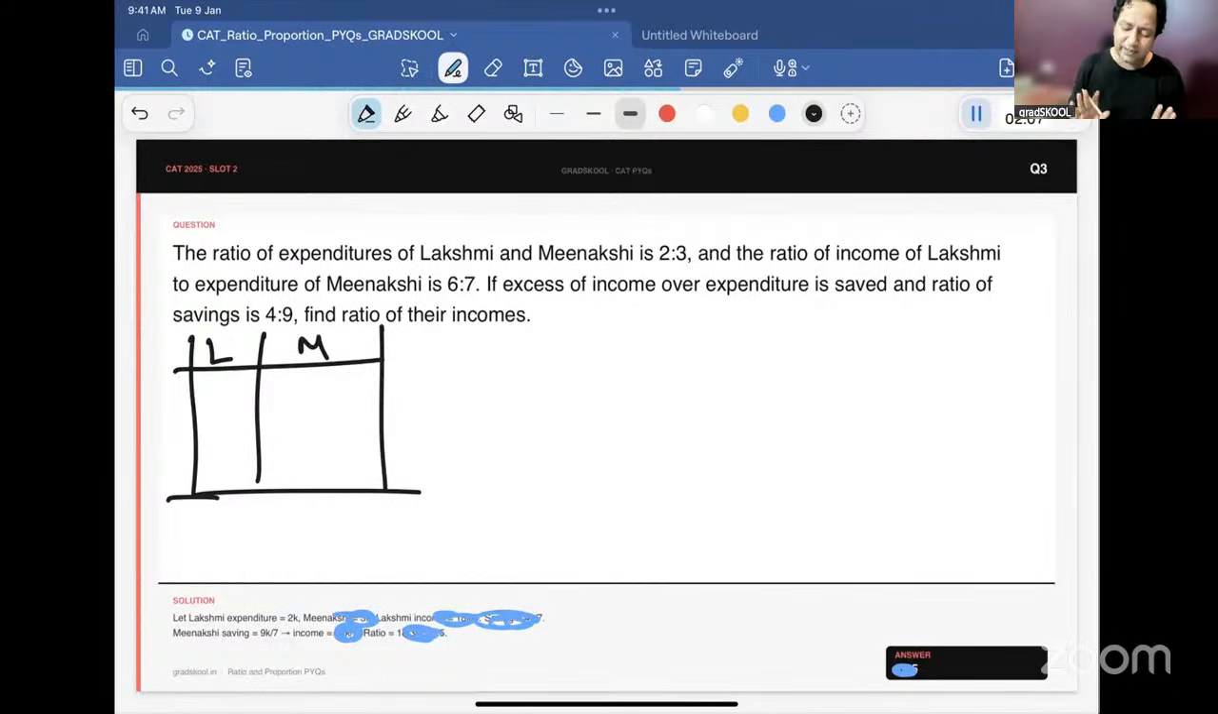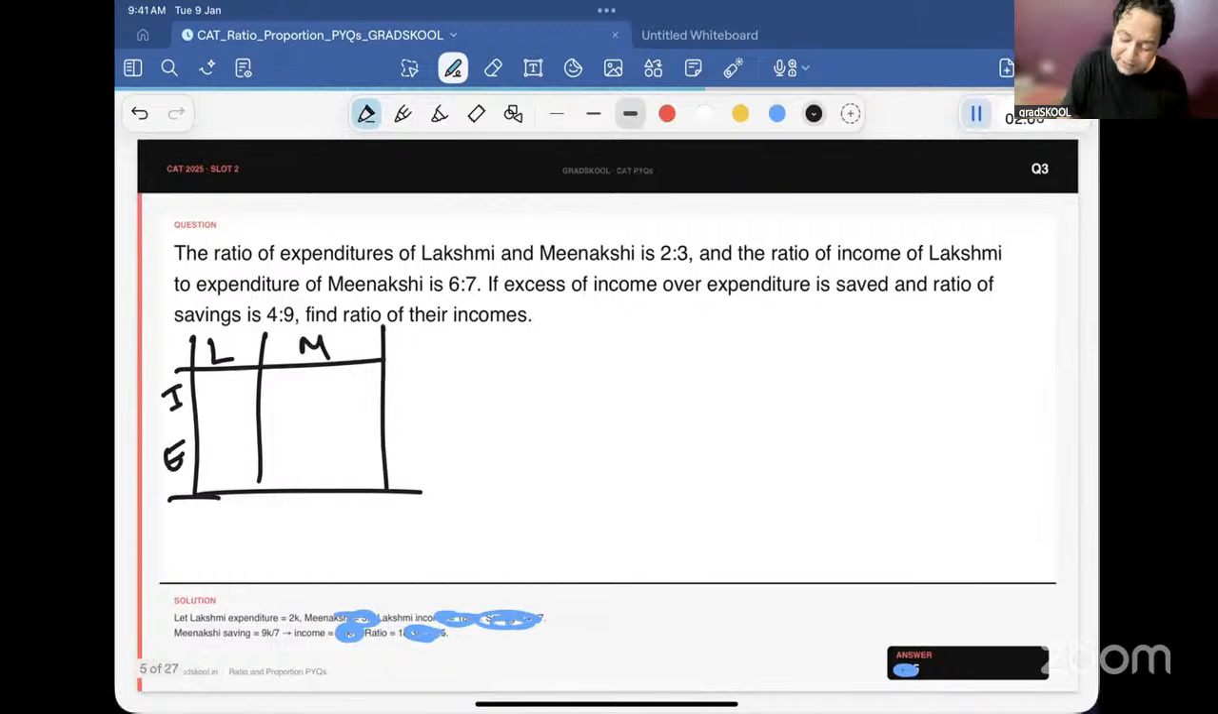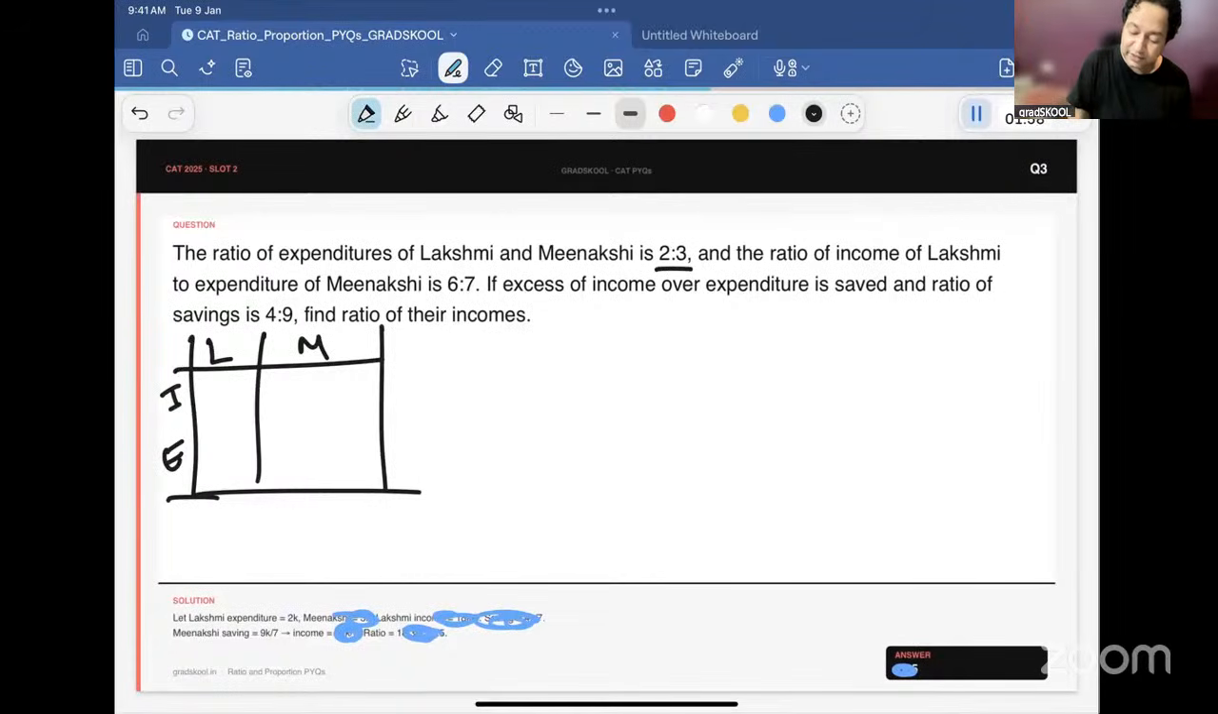The proper way is making a 2 by 2 grid. Here I have income and here I have expenditure. As we know, the ratio of expenditures is 2:3, so I can write 2A and 3A. And the incomes ratio is 6:7, so I'll write 6B and 7B. I cannot use the same constant of proportionality for two different things. You can never have A in both cases, income and expenditure, so we always have ratios of the same kind of quantities.